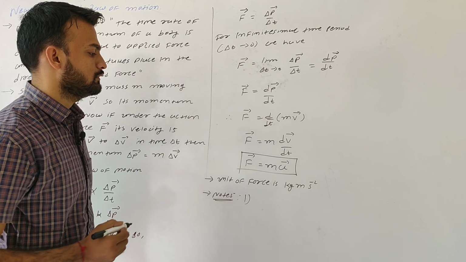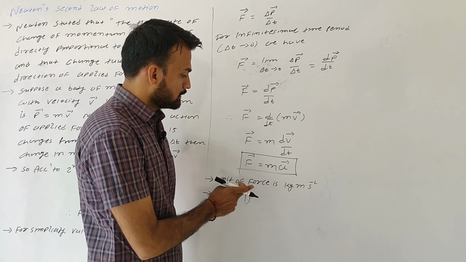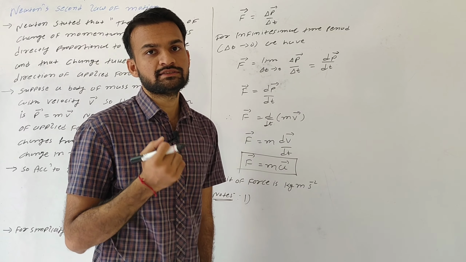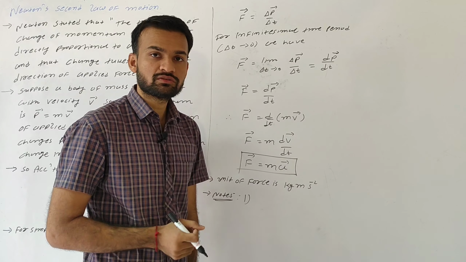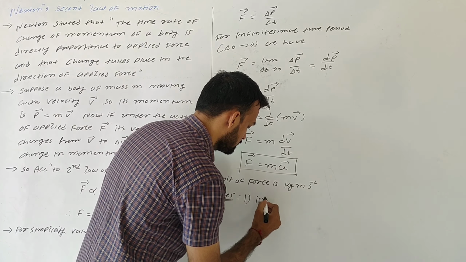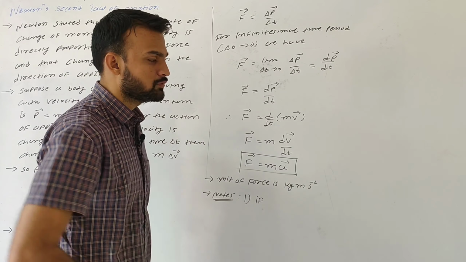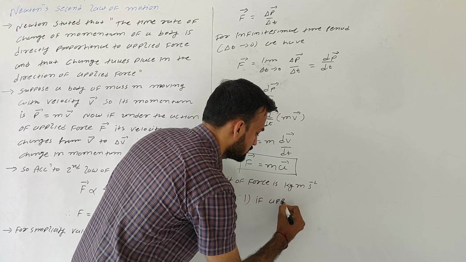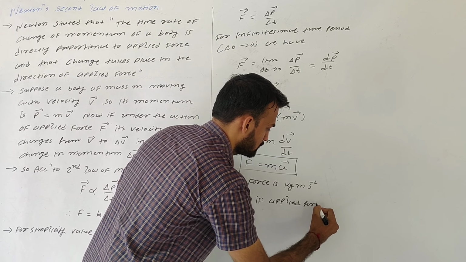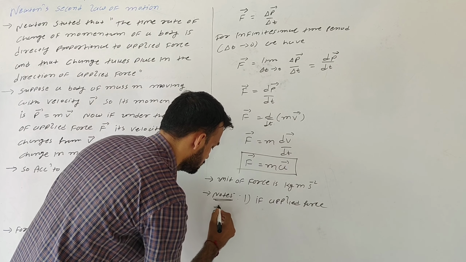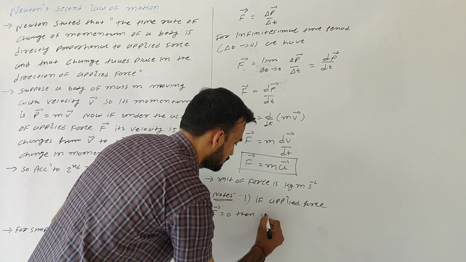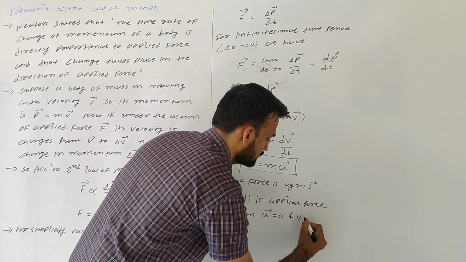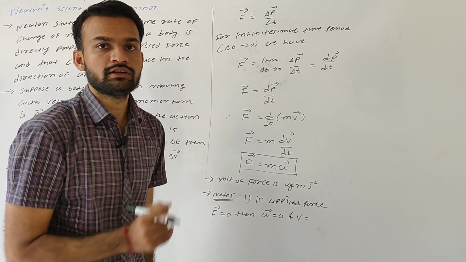Note number 1. Here you can see that if the acceleration of the body is 0, then we can say force is also 0. You can also write it the other way around: if the applied force F is equal to 0, then the acceleration of the particle a is also 0. And if acceleration is 0, then velocity is what?